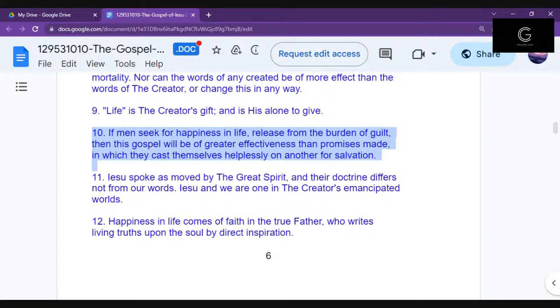Release yourself of the burden of guilt. Then this gospel will be of greater effectiveness than promises made, which they cast themselves helplessly on another for salvation. Iesu spoke as moved by the Great Spirit, and their doctrine differs not in words. Iesu, we are one in the Creator's emancipated world. Huh? Shout to the 4 horsemen.